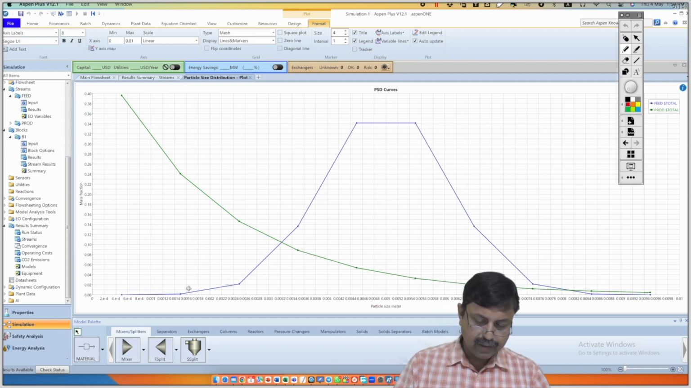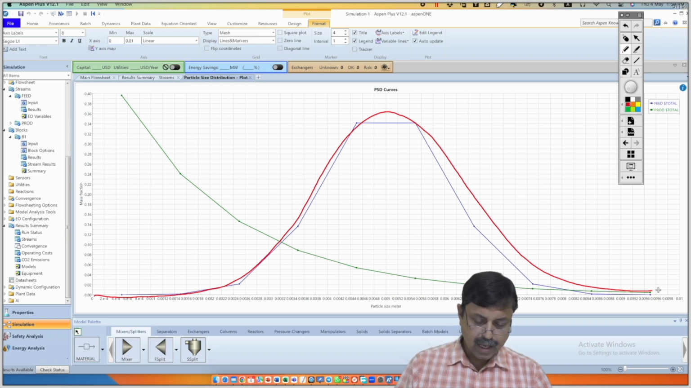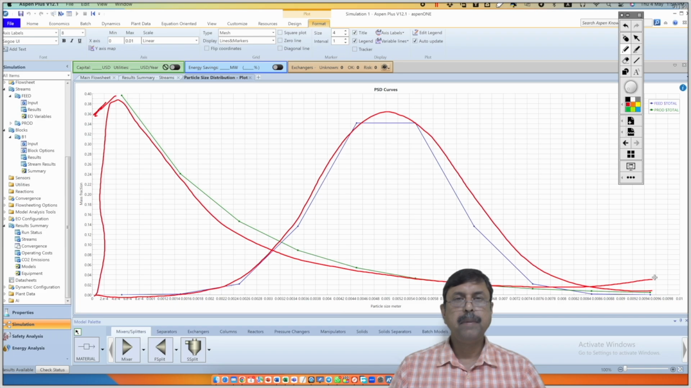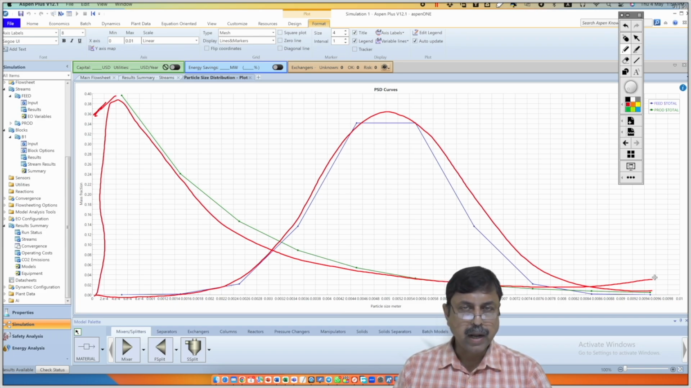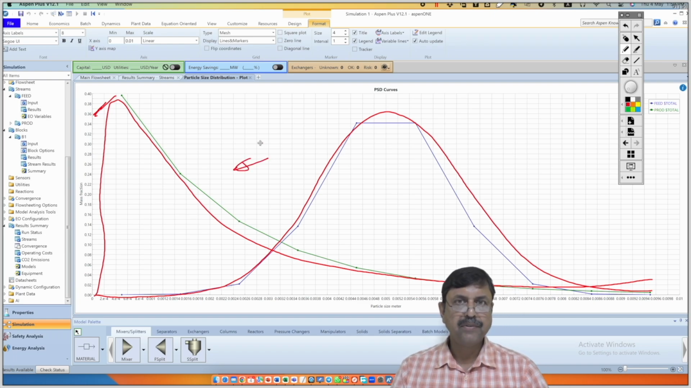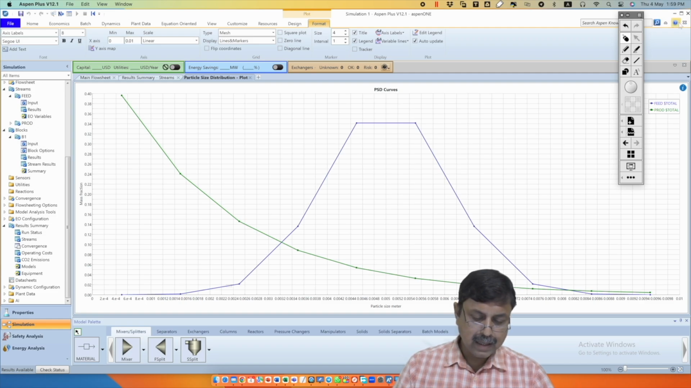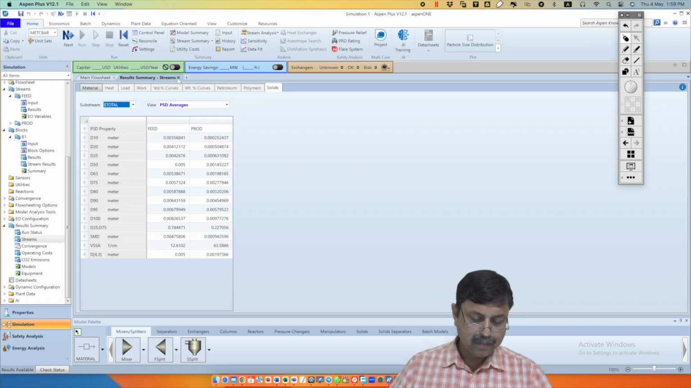So this is the feed, right? This is the feed particle size distribution. And we do not have any data over here, but I am sure that you can have a PSD for product of this fashion. So this is left hand side of the feed particle size distribution. Similarly, you can try for other problems.